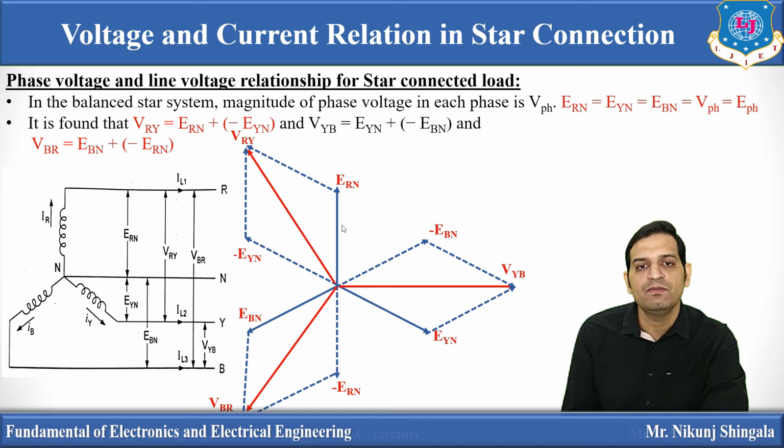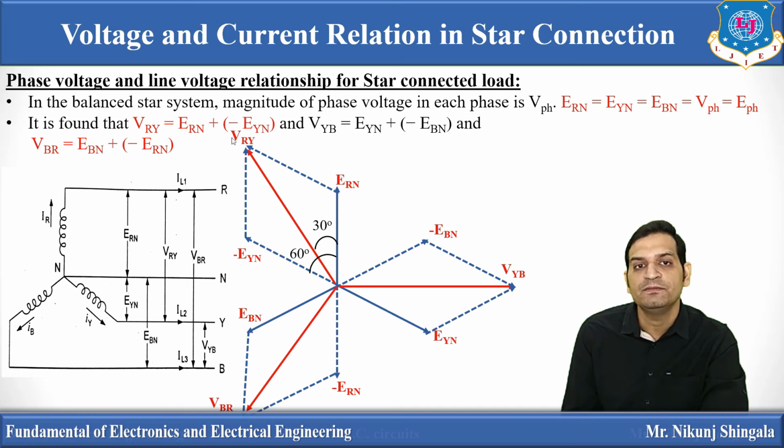As I told you, this angle will be 120 degrees between E_BN and E_RN, but the angle between minus E_YN and E_RN will be 60 degrees. So this angle will be 60 degrees. Now as this is a parallelogram, the diagonal will also bisect the angle between E_YN minus E_YN and E_RN. So if this angle is 60 degrees, then the angle between V_RY and E_RN will be 30 degrees.